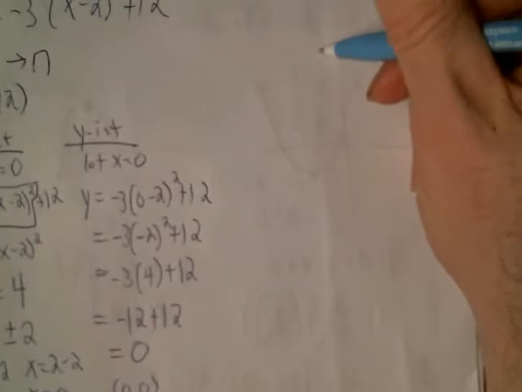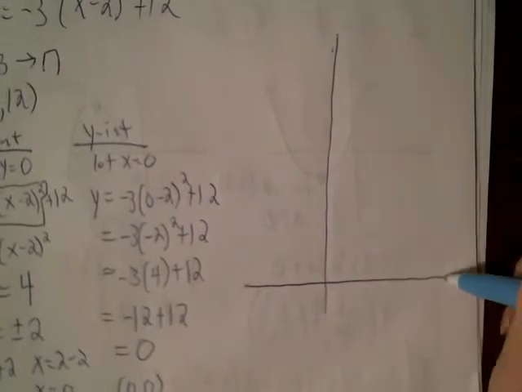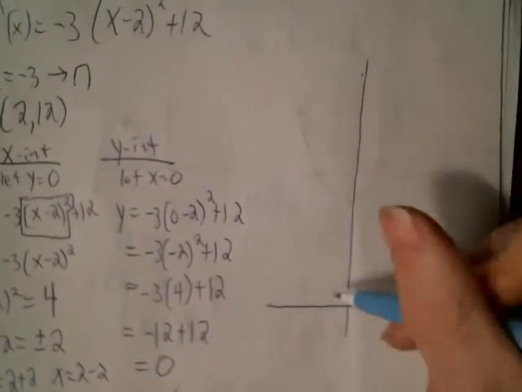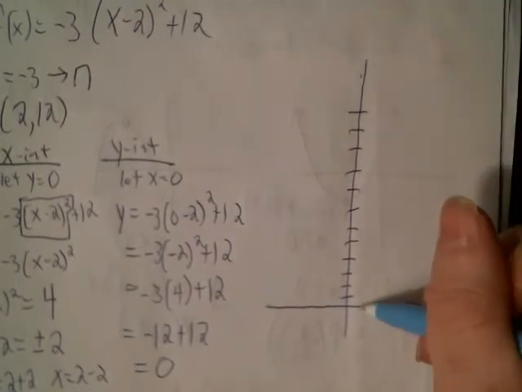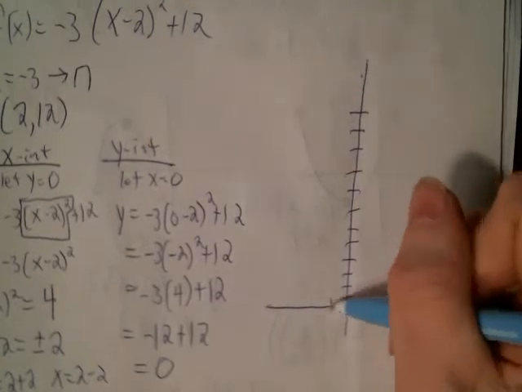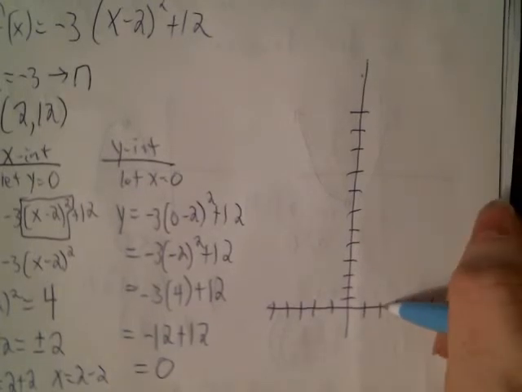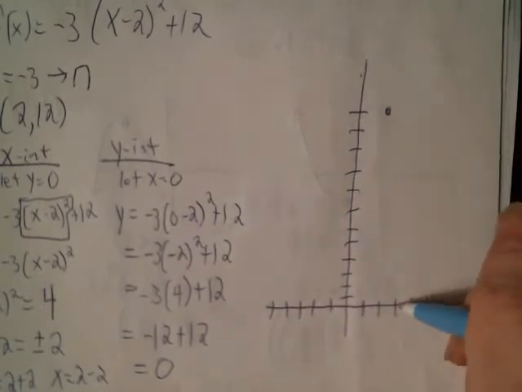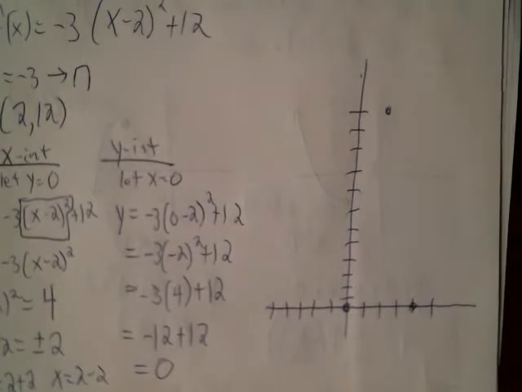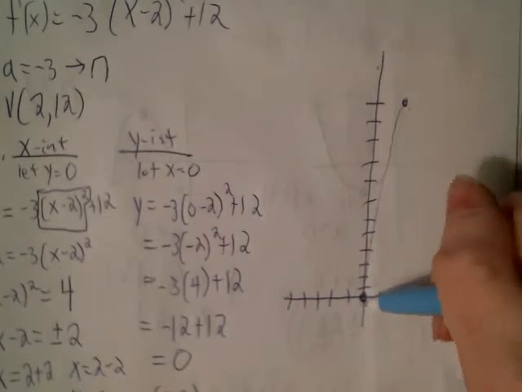The last step then is to take all this information and put it in your graph. So I need a lot of room in the first quadrant to get to the vertex, which is at (2, 12). Then (4, 0), and then (0, 0). And then we know it's a sad face. So connecting the dots, it looks like it's going to go like this.